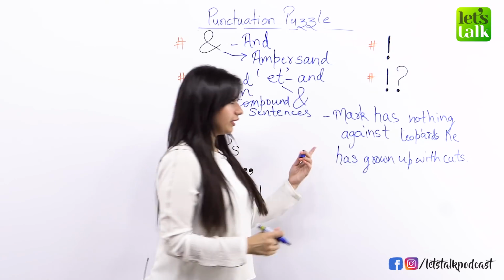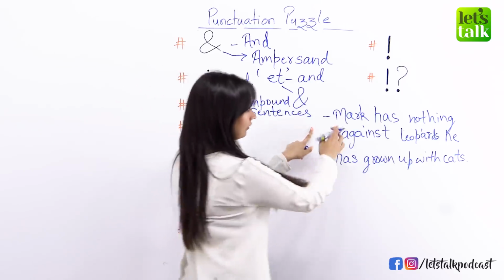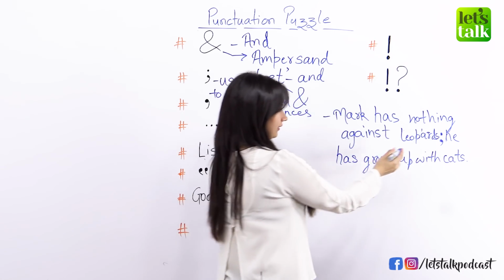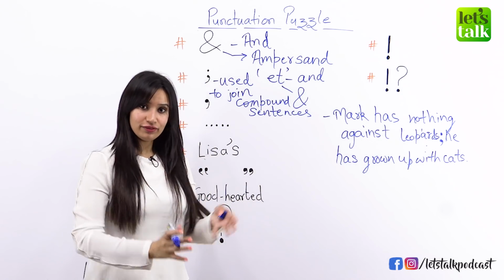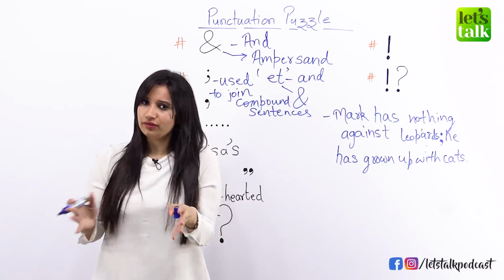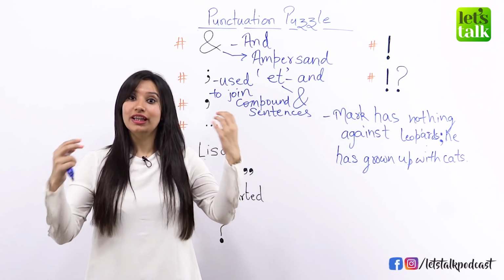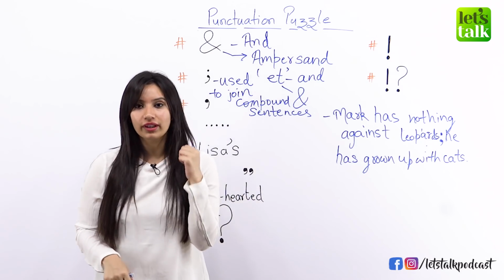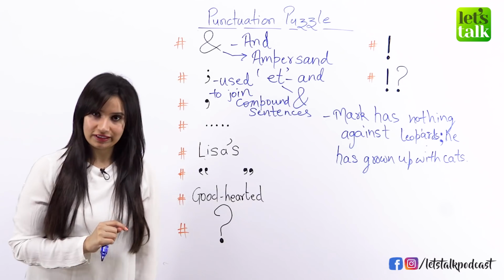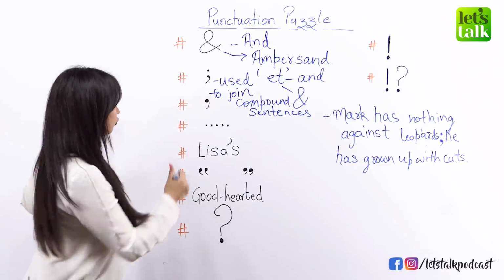Right. So where do you think we can put this mark here? Which two clauses are we trying to join? We are trying to join this clause with this clause. Mark has nothing against leopards. This is one sentence in itself. It does not need another sentence. He has grown up with cats. This is also another sentence in itself and it does not need another sentence. However, because these two sentences have a relationship with each other, because both of them are talking about Mark, that's why they form one sentence with two independent clauses. So we use this mark to join two independent clauses together.